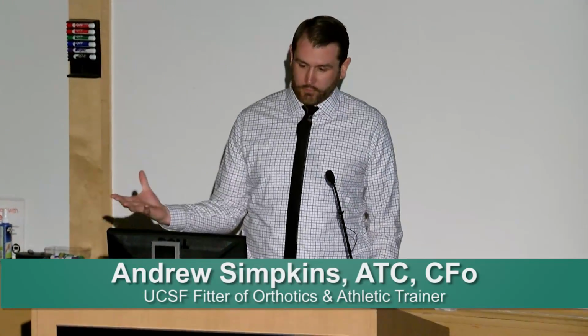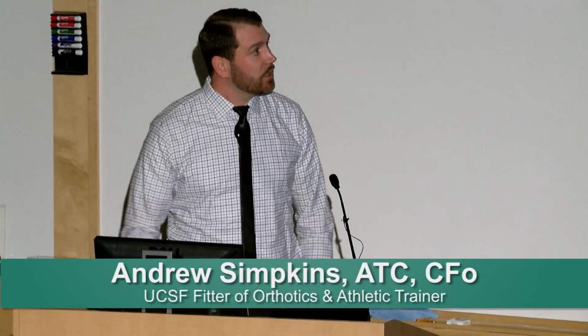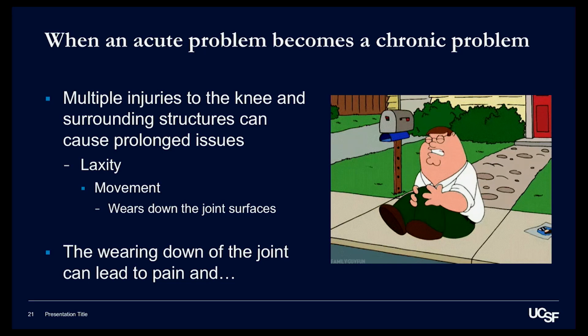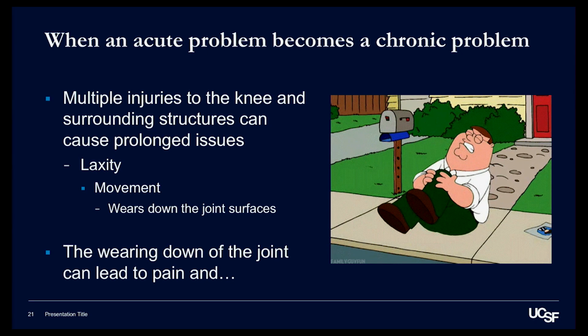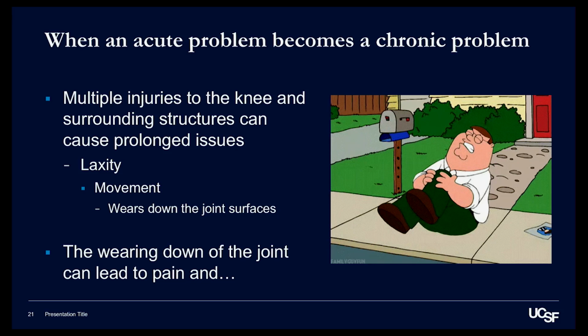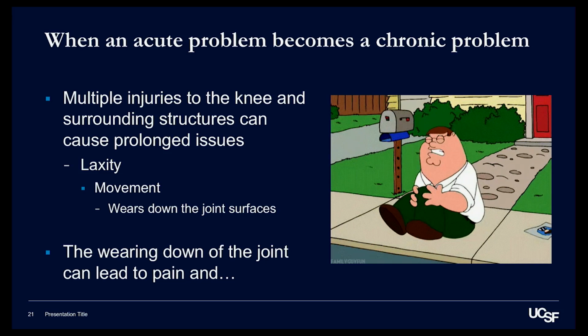So basically, when an acute problem becomes a chronic problem, from what Amber was chatting about, when you have an injury, you actually have some other problems that can go along with that injury. You actually have a lot of movement that happens with an injury. So say you tear your ACL, there is movement within the knee, so that anterior translation of the tibia on the femur can cause that joint surface to wear down. And usually when that joint surface wears down, the first thing that we really notice is pain.